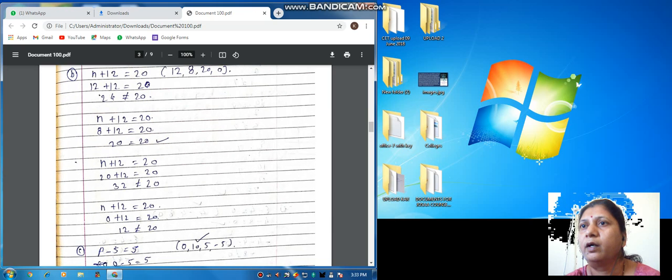So h plus n plus 12 is equal to 20, and we have to take the values 12, 8, 20 and 0.